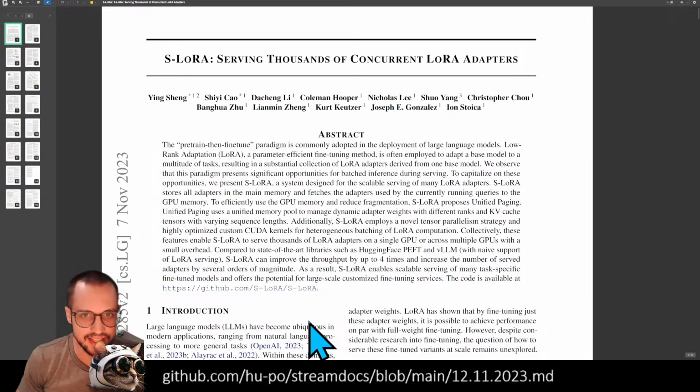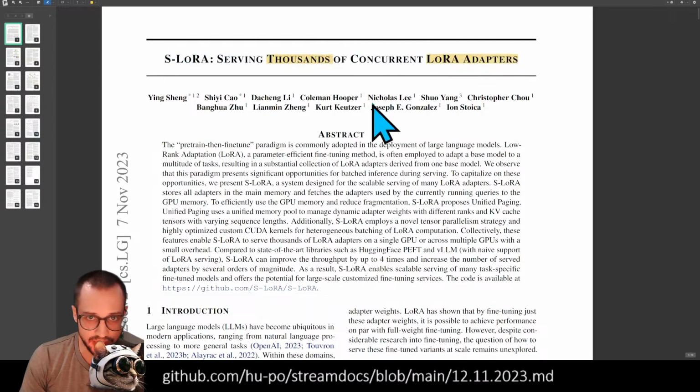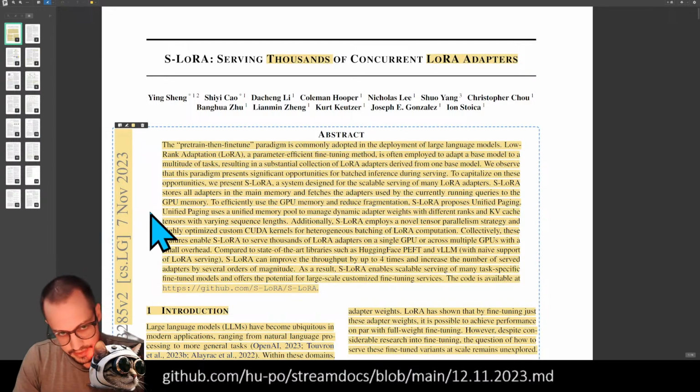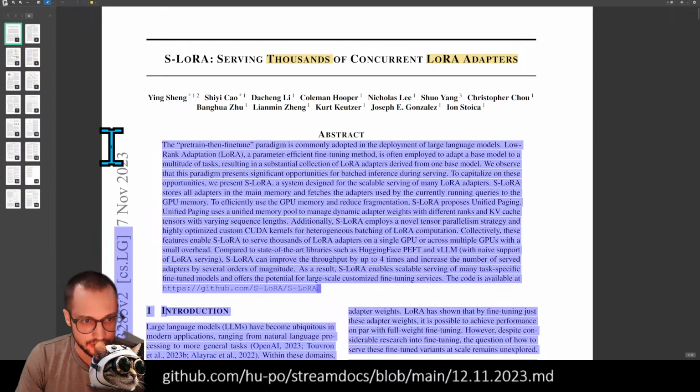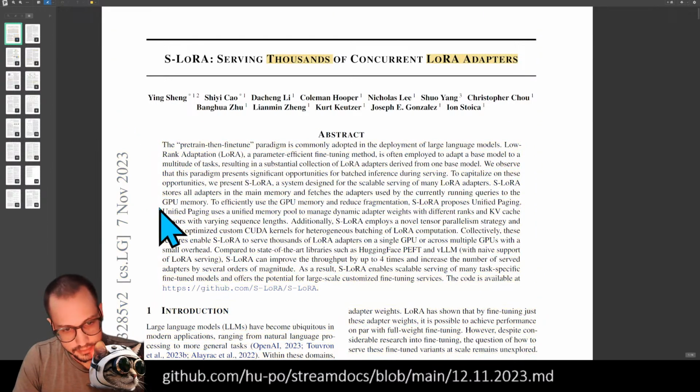Okay, and that finally takes us to the meat of today's stream, which is going to be this paper. This is S-LoRA: Serving Thousands of Concurrent LoRA Adapters. So thousands of LoRA adapters, and concurrent just means basically at the same time. So you're going to be serving all of these different possible LoRAs, all with just basically one node, right? This is 7th November 2023, so a relatively recent paper. And let's go ahead and get started.